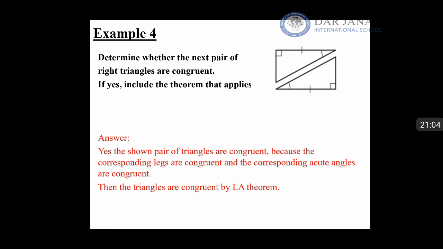So then the two triangles are congruent using the leg angle congruence theorem, since we have a leg and an acute angle in the first triangle that are congruent to the corresponding leg and corresponding acute angle in the second right triangle. So here we're using the leg angle congruence theorem in order to prove those two triangles are congruent. So let's move the slide.